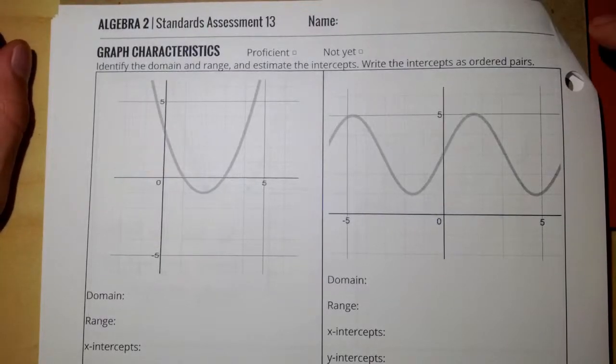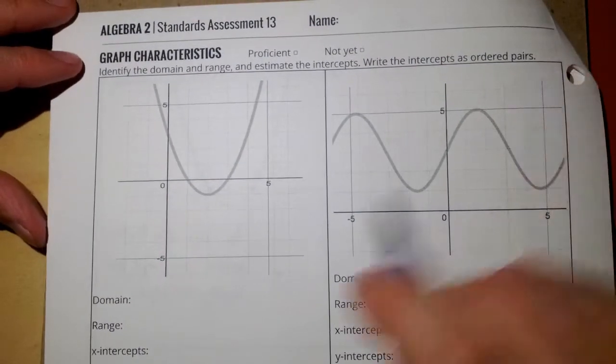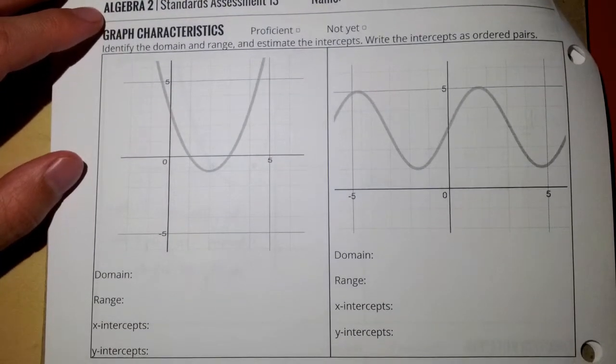Hey, this is Mr. Krenz, and in this video I'll be reviewing graphing characteristics and graphing transformations. For graphing characteristics, we have domain, range, x-intercepts, and y-intercepts. And I'll slide this up a little so you can see everything.